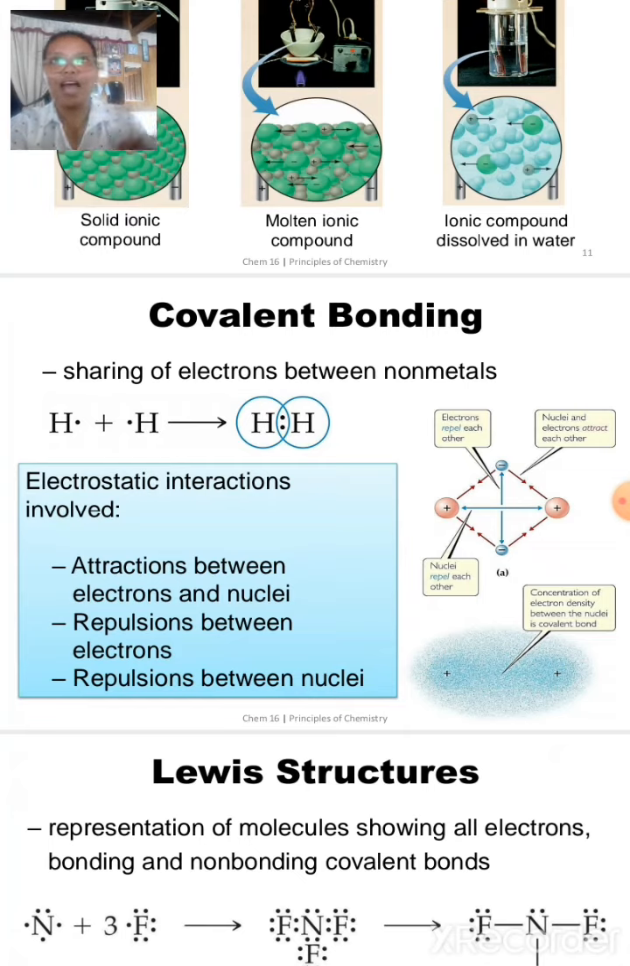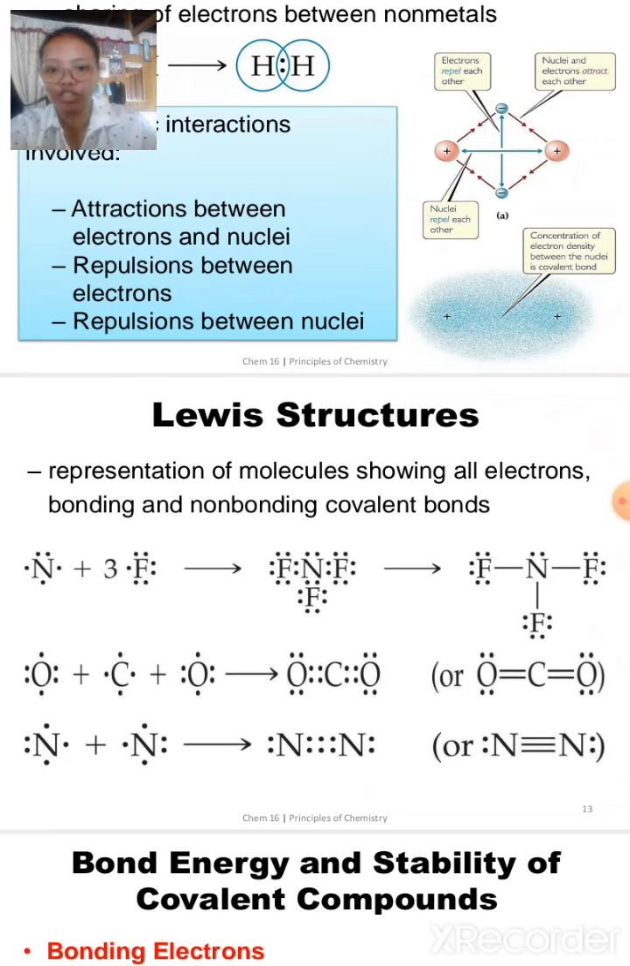Right, before that was the ionic compound or ionic bonding. Ionic bonding is between a metal and a non-metal. And covalent bonding is between two non-metals. So for Lewis structures, these are representations of molecules showing all electrons, bonding and non-bonding, in covalent compounds.